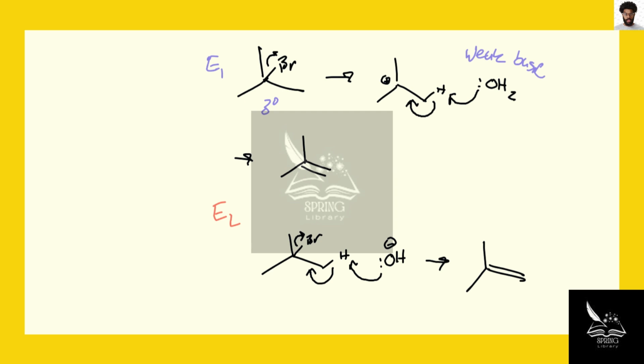Okay, and in contrast to that is E2. Pretty much the only thing about this reaction that tells us that it is definitely E2 is that we have a strong base. And that strong base is not going to wait around for bromine to leave before it attacks and steals this proton.